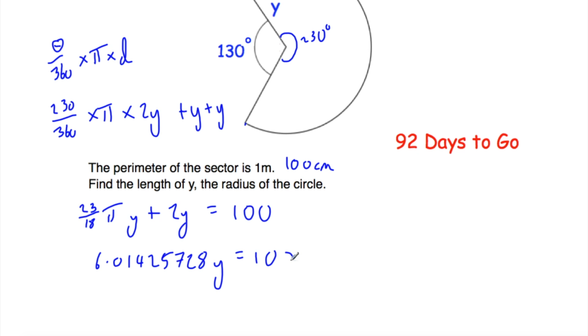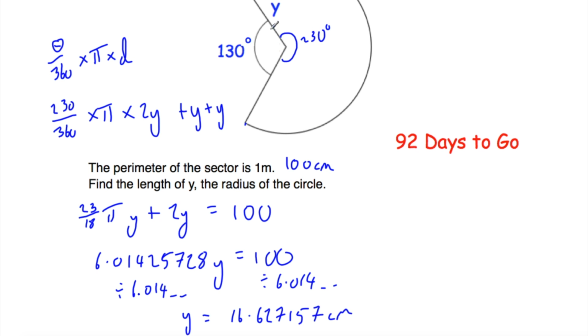and that's equal to 100. Now I want to find out what y is, so let's just divide both sides by this. That'll be divide by 6.014 and so on, and divide by 6.014 and so on. So on the left hand side we'll get y, and on the right hand side we'll have 100 divided by this answer, which is equal to 16.627157 centimeters, and that's it. That's the value for y.